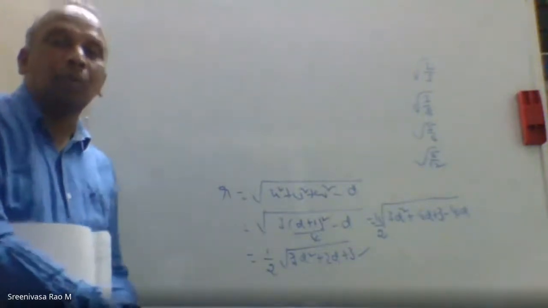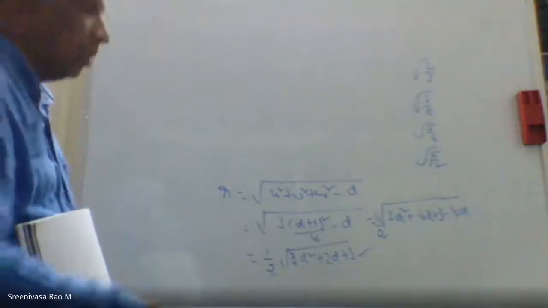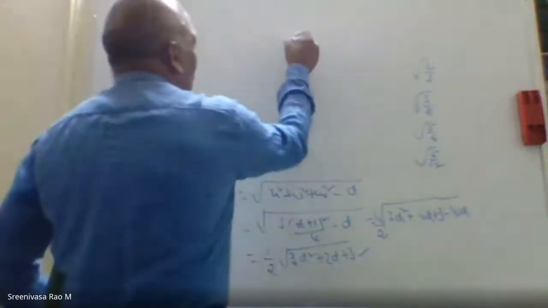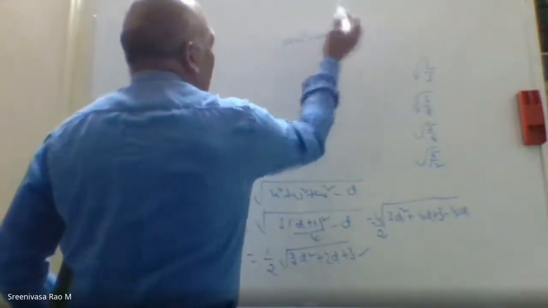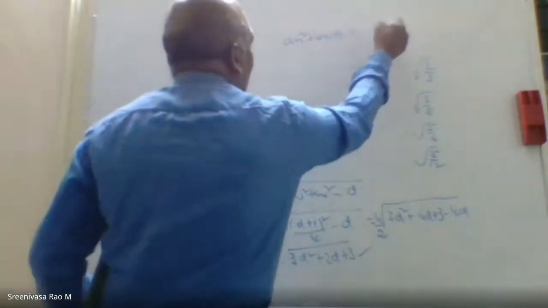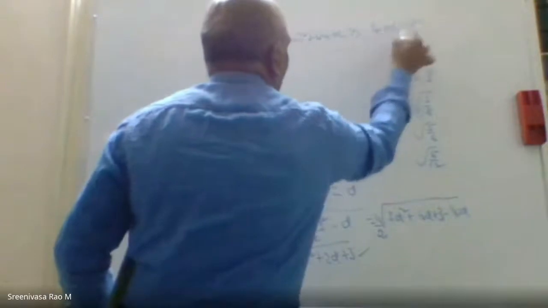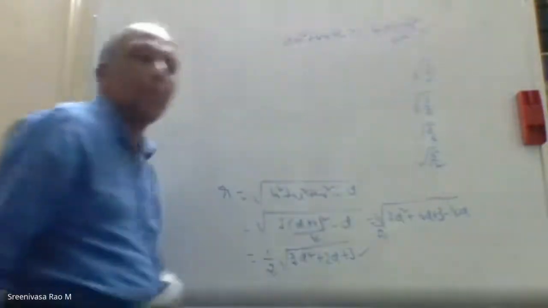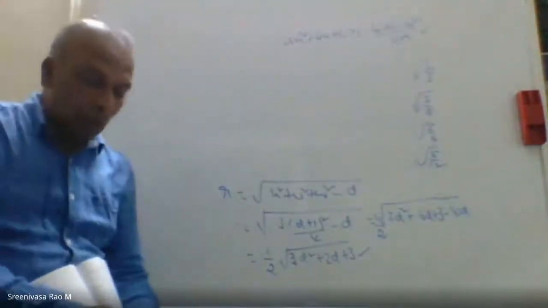If you take any quadratic expression, ax square plus bx plus c, this has a minimum value greater than or equal to 4ac minus b square by 4a. This is the formula. It gives the minimum value of that.